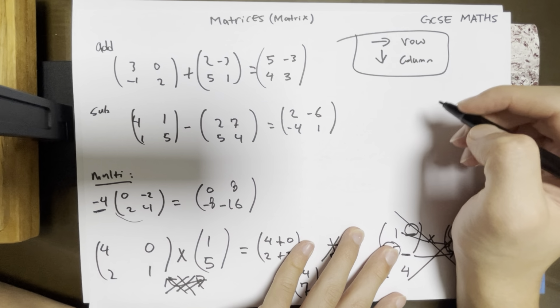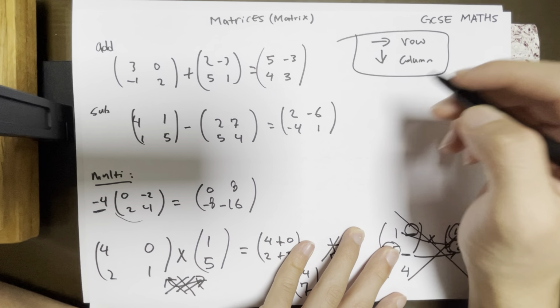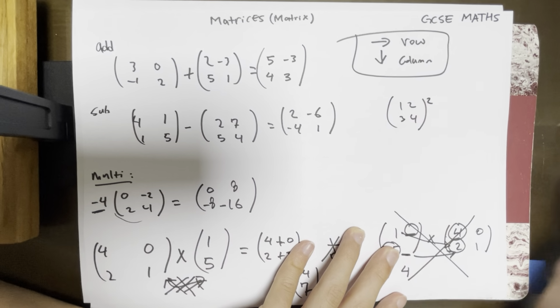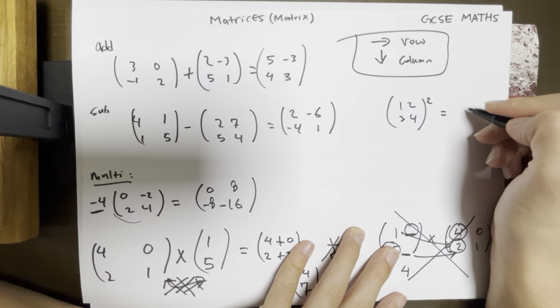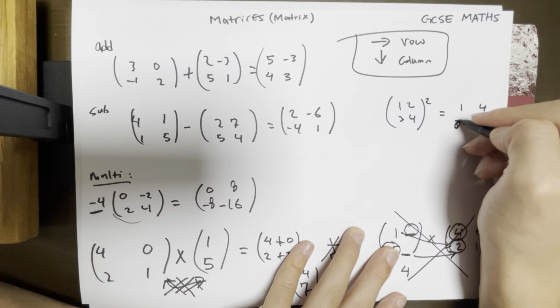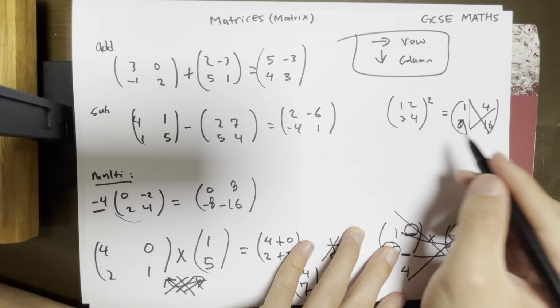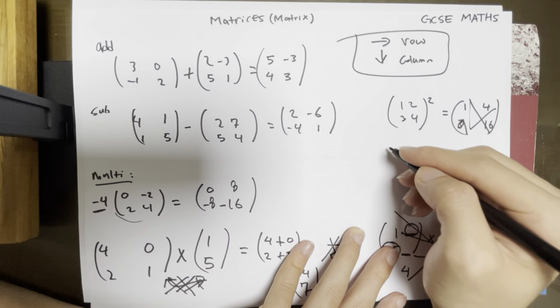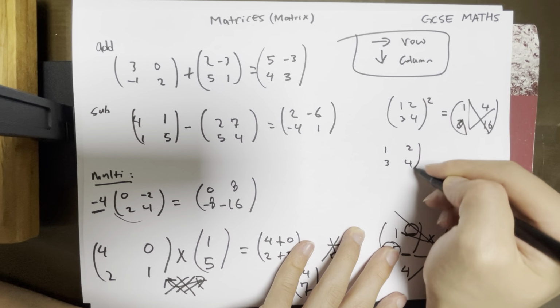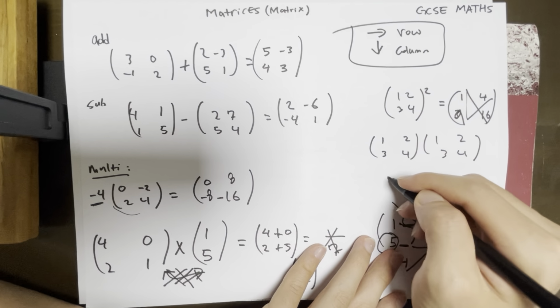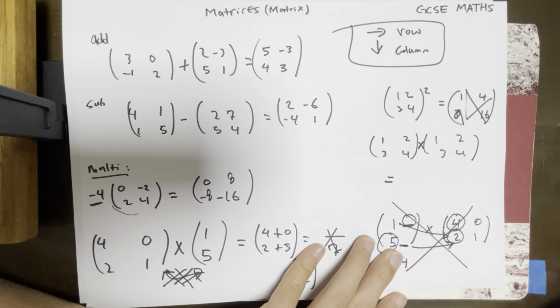Squaring matrices. This is kind of confusing, but it's not really that confusing. 1, 2, 3, 4 squared. We don't just do this: 1 squared, 2 squared, 3 squared gives us 9, 4 squared gives us 16. This does not happen, okay? You guys, it's the same thing with algebra, just how you can't do that. We have to actually draw out the brackets, 1, 2, 3, 4, and you have to actually solve it by doing the matrix multiplication.